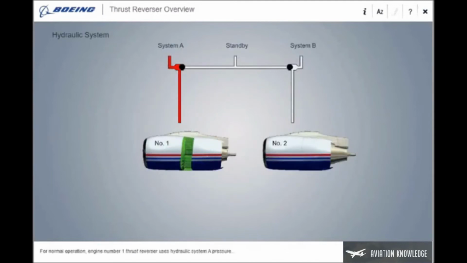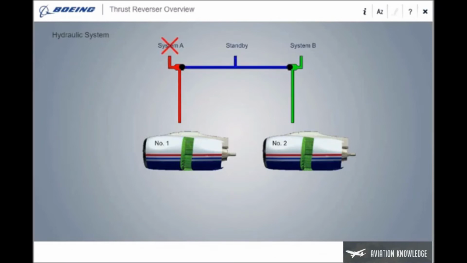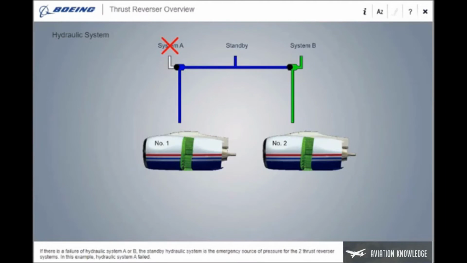For normal operation, engine number 1 thrust reverser uses hydraulic system A pressure, and engine number 2 thrust reverser uses hydraulic system B pressure. If there is a failure of hydraulic system A or B, the standby hydraulic system is the emergency source of pressure for the 2 thrust reverser systems. In this example, Hydraulic System A failed.